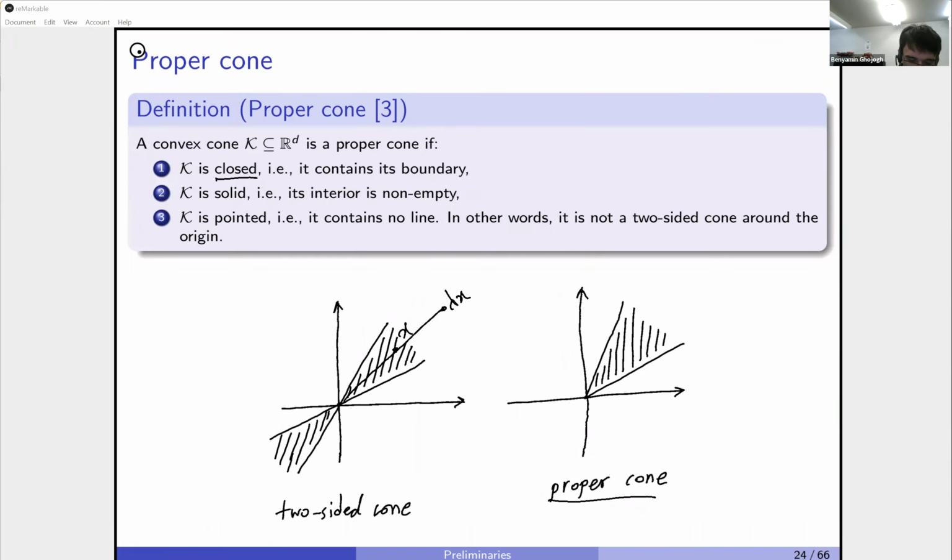It should be closed, should be solid. It shouldn't contain any line, so it doesn't have any line in it. Why? Because this is not a line. A line goes from infinity to infinity and passes through the origin. So this part of the line is not inside the cone. Therefore, in other words, this is a one-sided cone, and this is a proper cone. So when you see the term proper cone, it means this is a one-sided cone.